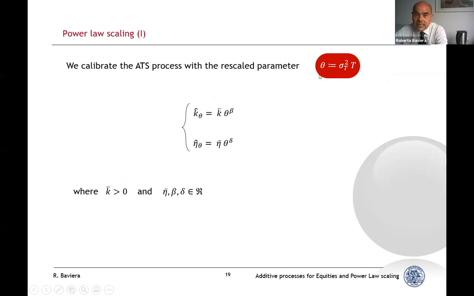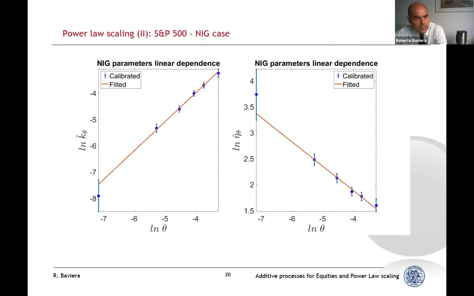With this new time, clearly the volatility is constant, okay? And we impose that k theta and eta theta in this new time, we call it with the hat for this reason, as a power law scaling. And we would like to see how this kind of model works both for SP500 and Eurostoxx 50. And these are the results. Here we have plotted as Masaki, since we would like to see a power law scaling in a log-log scale. And we see that the fit is perfect.